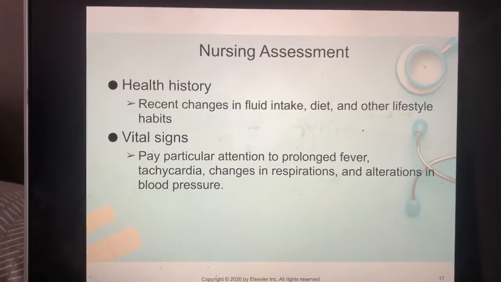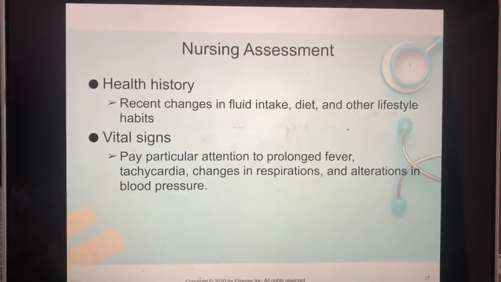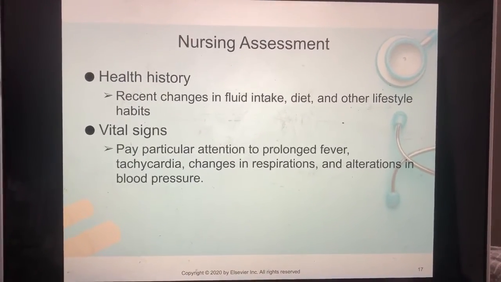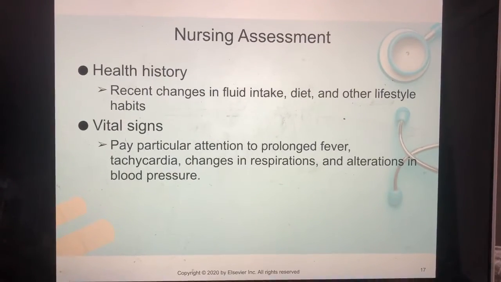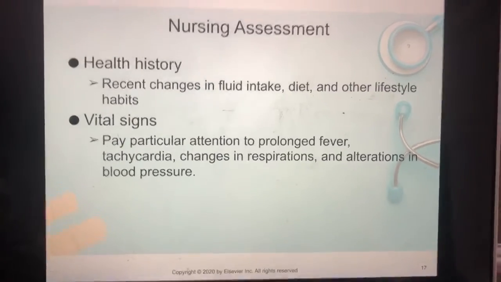So we want to also always take a health history. What are the changes in fluid intake, diet, or other lifestyle habits? What are their vital signs? Of course, pay attention to prolonged fever, tachycardia, changes in respirations, and alterations in blood pressure.